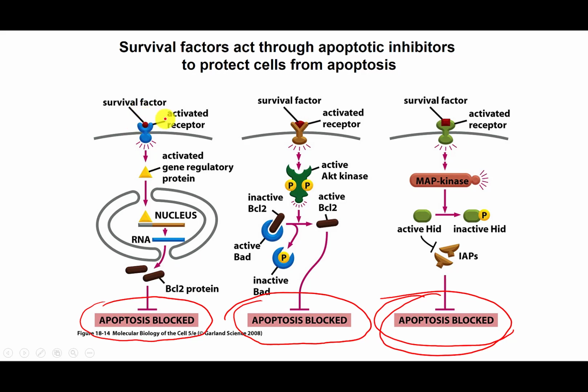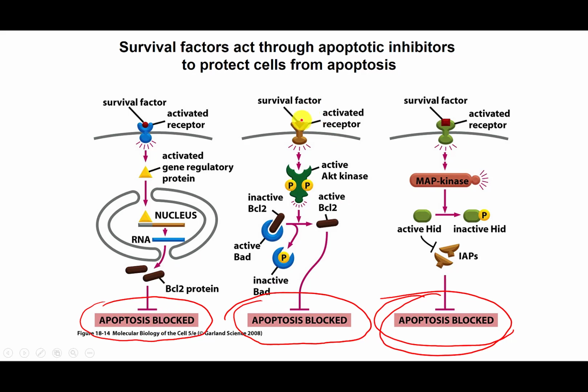One example is where you activate a particular receptor. Eventually, you activate a particular gene regulatory protein. This goes into the nucleus, causes transcription. You get translation in the cytosol. And if this particular gene that gets transcribed and eventually translated is BCL2, we know BCL2 is going to block apoptosis. That's how some survival factors work.